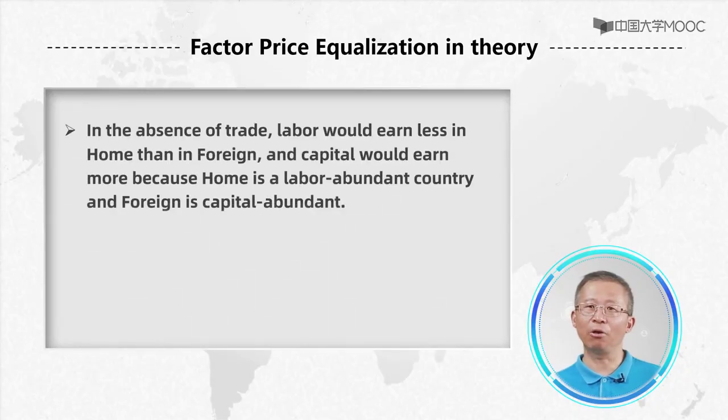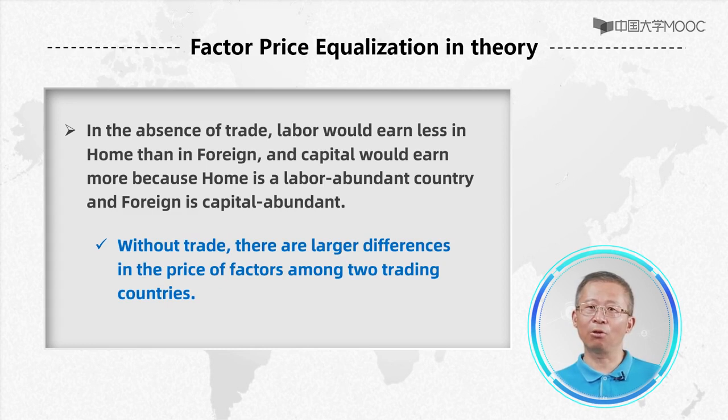In the absence of trade, labor would earn less in home than in foreign, and capital would earn more, because home is a labor-abundant country and foreign is capital-abundant. So without trade, there are larger differences in the price of factors between the two trading countries.